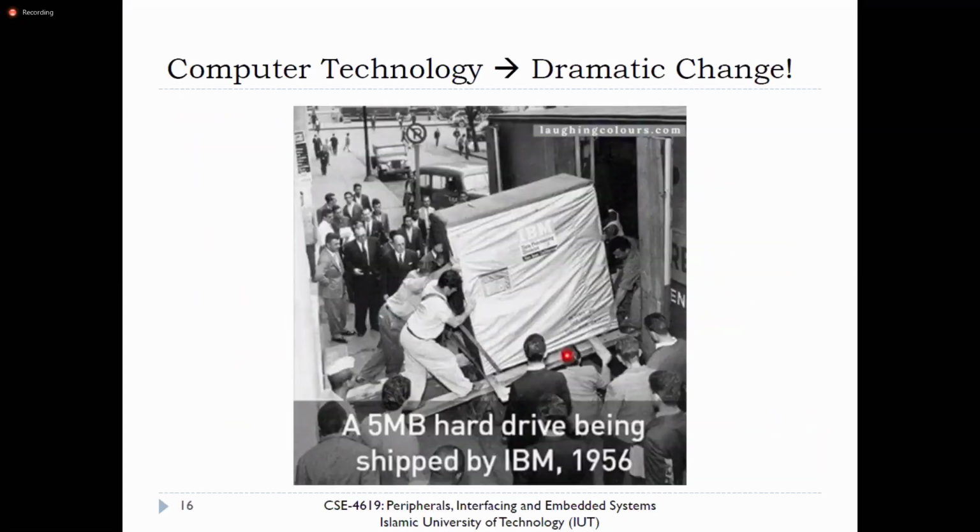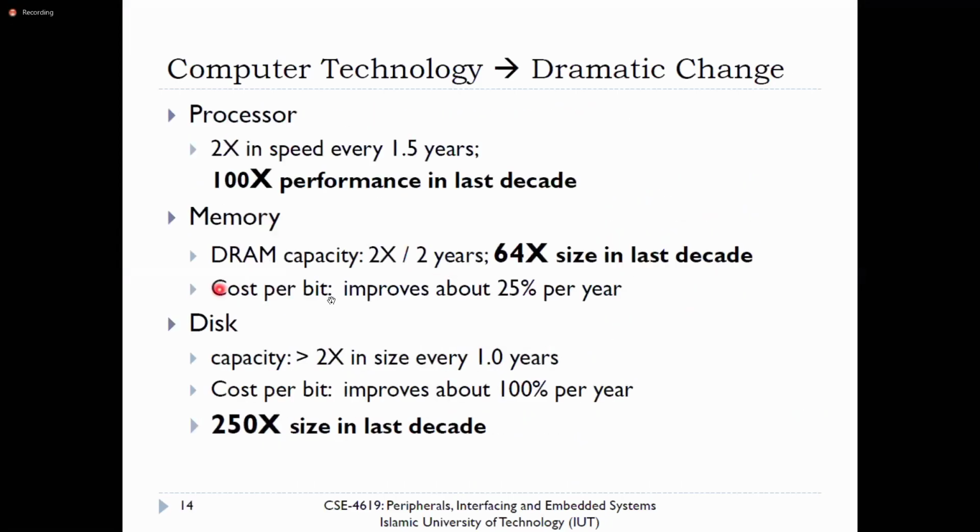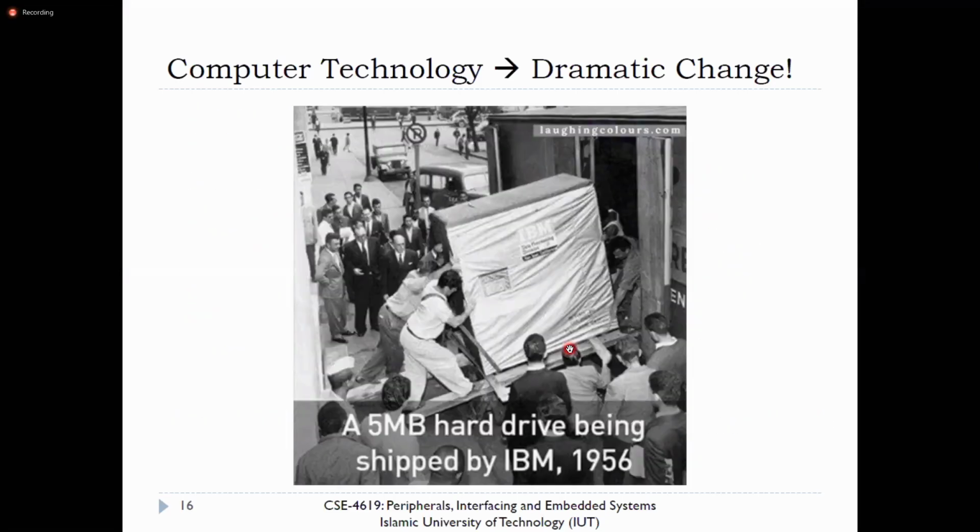Here is another picture that you can visualize, which is viral everywhere on social media. It shows a 15 megabyte hard disk drive being shipped by IBM in 1956. And you can see the claim that we have made here, and you can now compute how the capacity is doubled every 2 years.